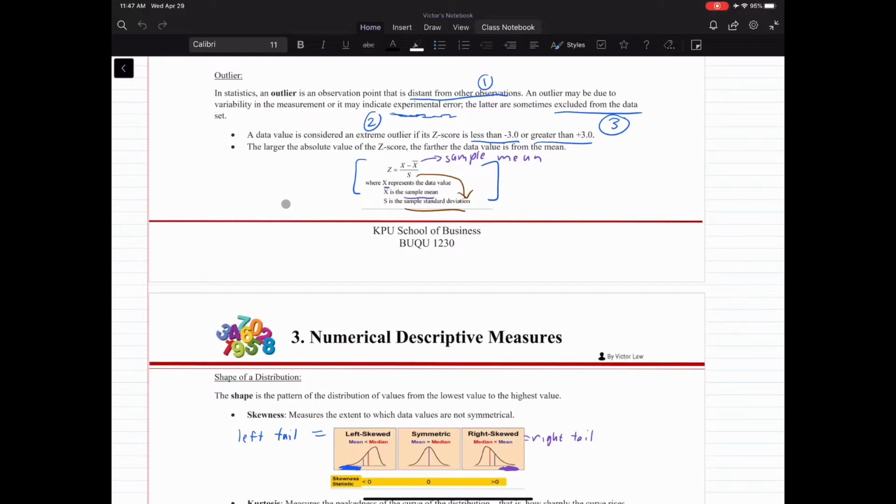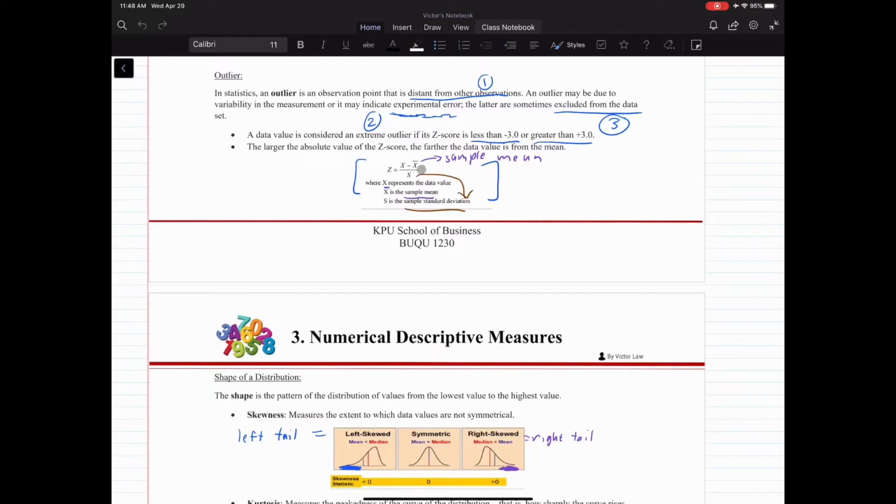The second thing that you need to know about outliers is that an outlier is usually considered experimental error, and therefore we exclude them from the dataset. And how we determine whether something is an outlier or not is we look at the z-scores. If the calculated z-score is less than -3 or greater than +3, then it's considered an outlier. So that's the criteria that we use to determine whether they're outliers or not.